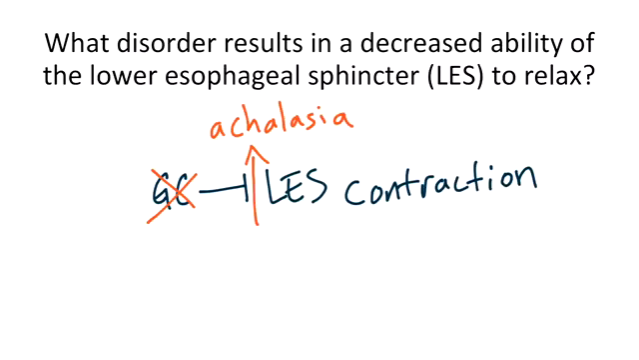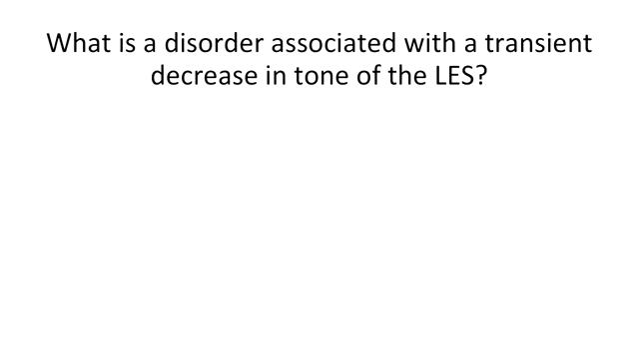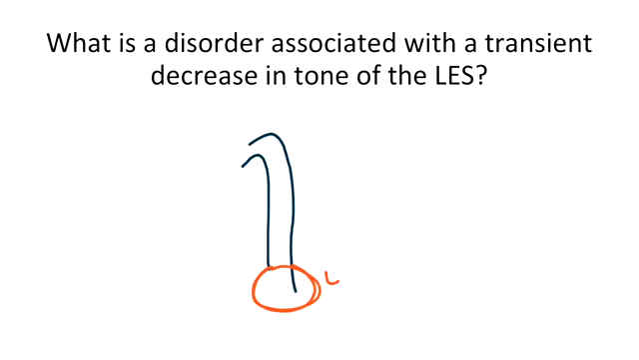Okay, let's do another question. What is a disorder associated with a transient decrease in tone of the LES? Okay, this is essentially the opposite of the last question. Let's draw this out. This will represent the esophagus. Right here will represent the lower esophageal sphincter. If the LES doesn't contract enough, so it's too relaxed, then acid from the stomach can pass up into the esophagus. This is a disorder known as gastroesophageal reflux disease, or GERD.